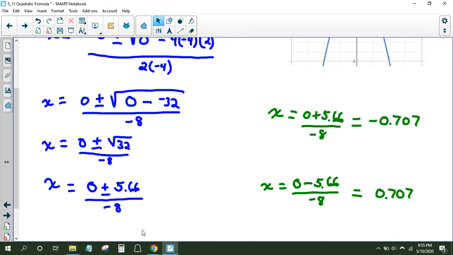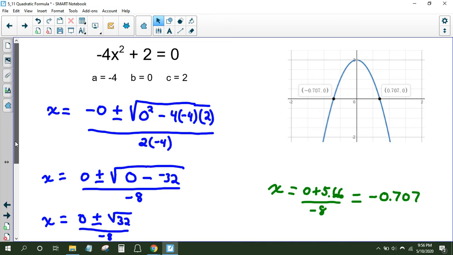And now we're going to convert this into two separate equations. So we have x is equal to 0 plus 5.66 over -8, and we have x is equal to 0 minus 5.66 over -8. You'll see here that we get a negative 0.707 and we get a positive 0.707. And looking at our graph, that's exactly what we should have gotten.